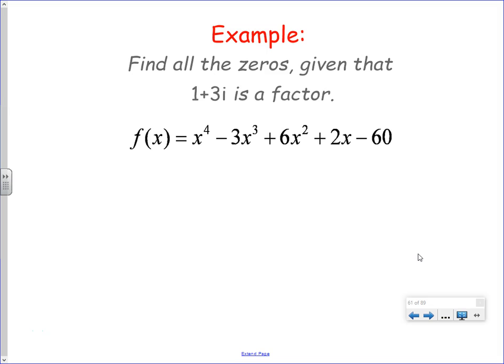Meaning, if 1 plus 3i is a factor, what else is? 1 minus 3i is as well.